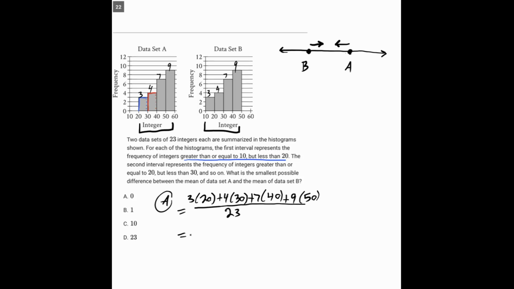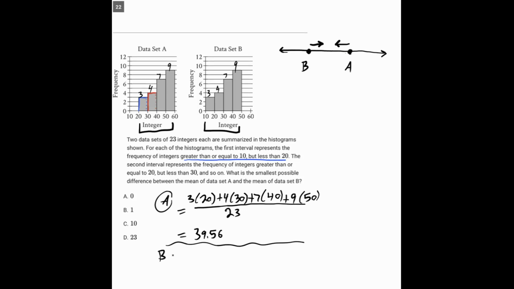So throwing that into a calculator now, we have 60 plus 120 plus 280 plus 450. Divide that by 23, and we'll get 39.56.